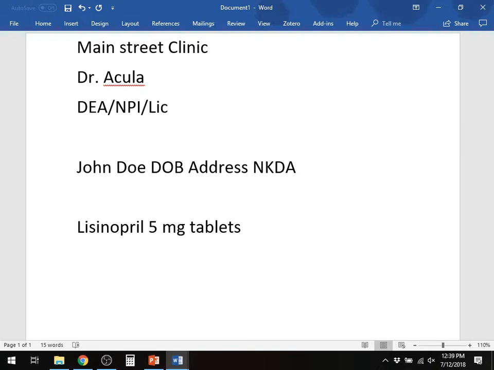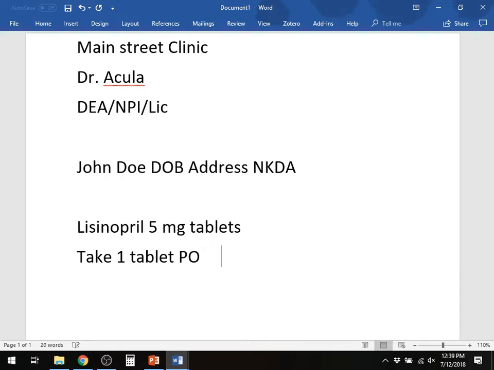Now I want to go ahead and put what? I want to put my instructions for use, right? So I'm going to say how I actually want them to take the medication. How would I say that? There are 2 ways I could do this. I could do take 1 tablet PO. I want to include my route. I could write PO, I could write orally, either one would work fine. Take 1 tablet PO, how often?